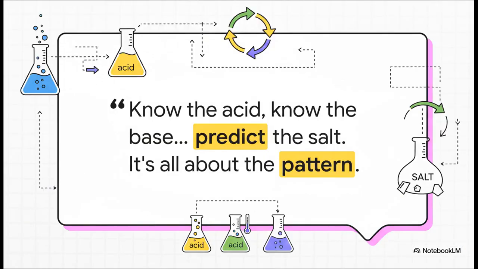So after all that, what is the big takeaway? The most important thing to remember is that these reactions are not random. Not at all. They follow really clear, predictable patterns. If you know the acid and you know the base, you can predict the salt. It's that simple. Once you learn the rules for naming the salts and the 3 main types of neutralization, you can pretty much tackle any acid-base reaction they throw at you in that exam.